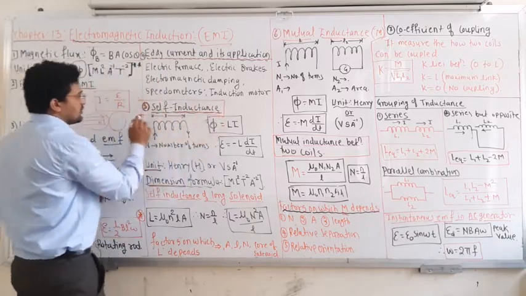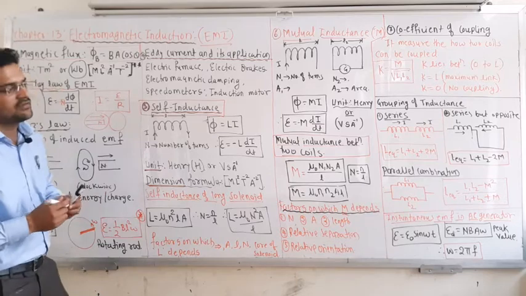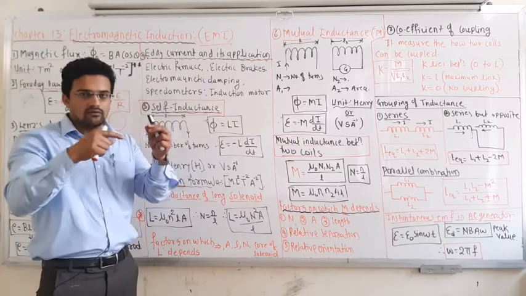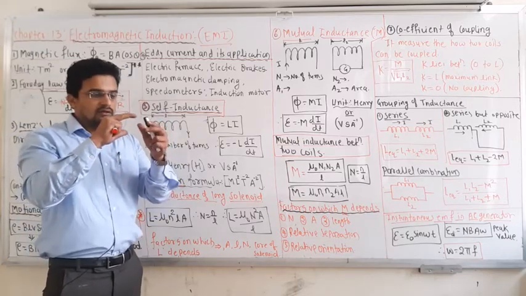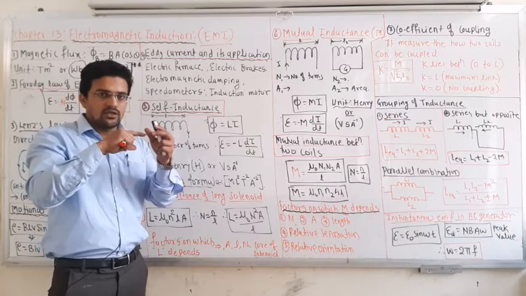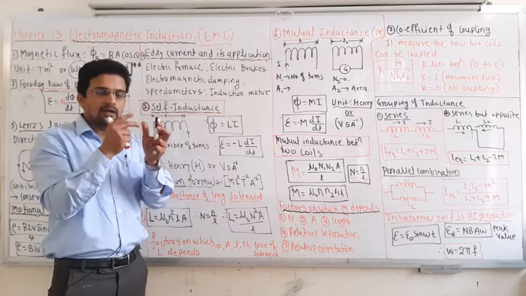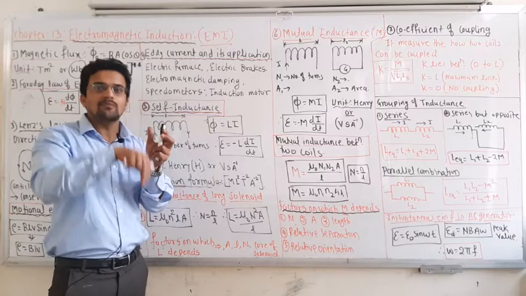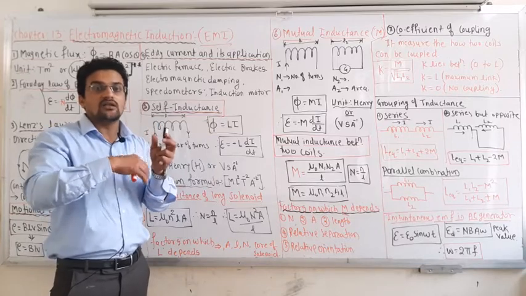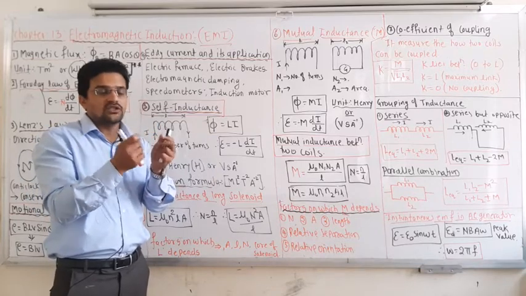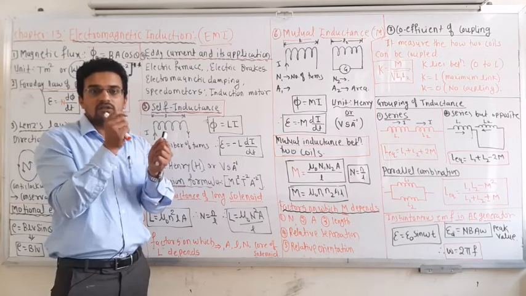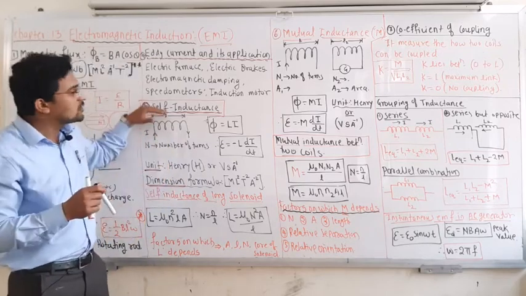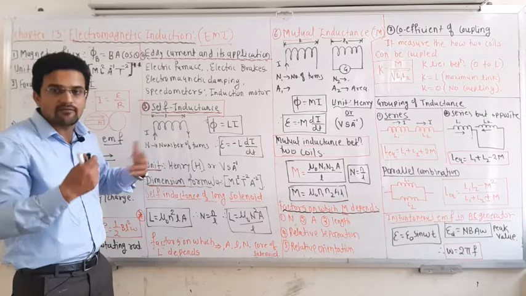Now this part is very important, self inductance. So what does self inductance mean? If you have a coil and you pass current in that coil, a magnetic field is created, and that magnetic field can also link with the same coil, and due to this another EMF, or potential difference, is developed. That EMF is nothing but the self inductance. It is inducing itself by itself.